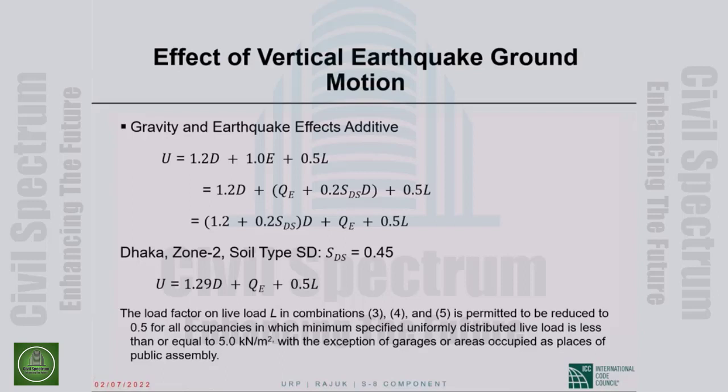The load factor on live load, I have mentioned repeatedly before, is 0.5 unless you are designing a parking structure, a place of public assembly, or an area supporting more than 100 pounds per square foot of live load. That's what is said here.